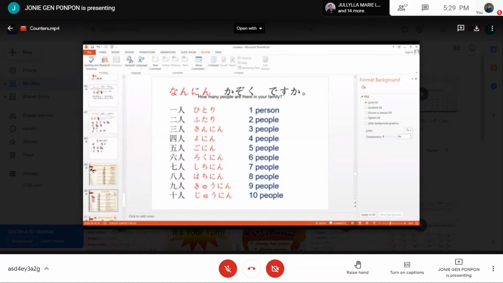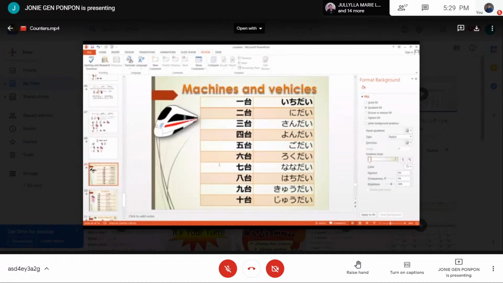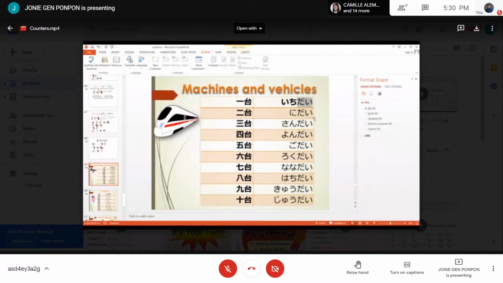Next. Let's have for machines and vehicles. Iba rin yung suffix for that. Let's say, for example, there are 11 vehicles or 11 machines, 11 pasokon, 11 computers, 11 pianos, yung mga malalaki. So big objects, machines, okay? The suffix for that is dai.